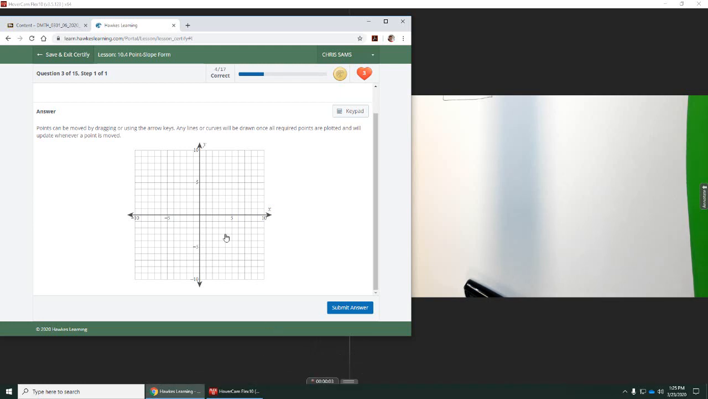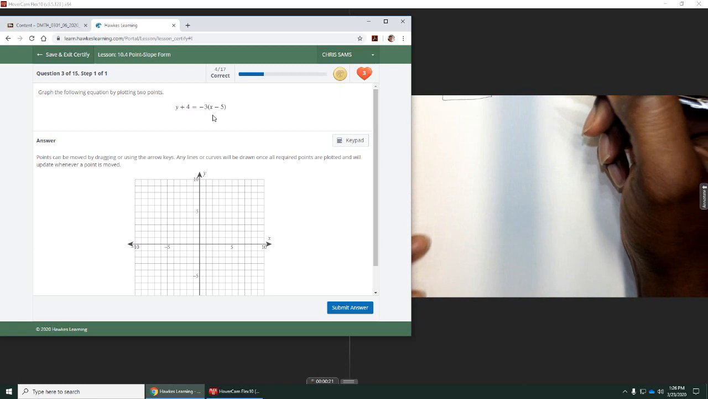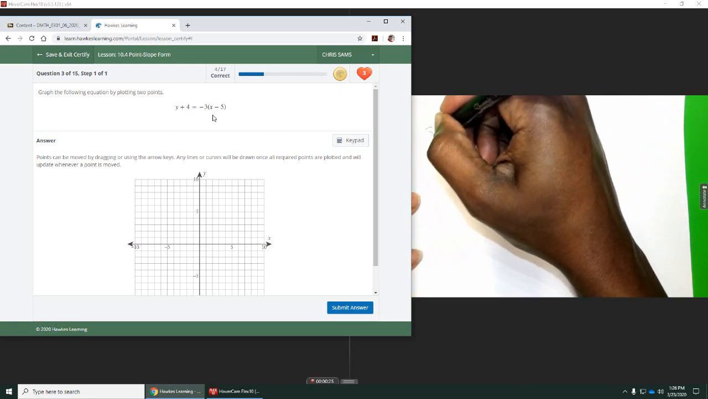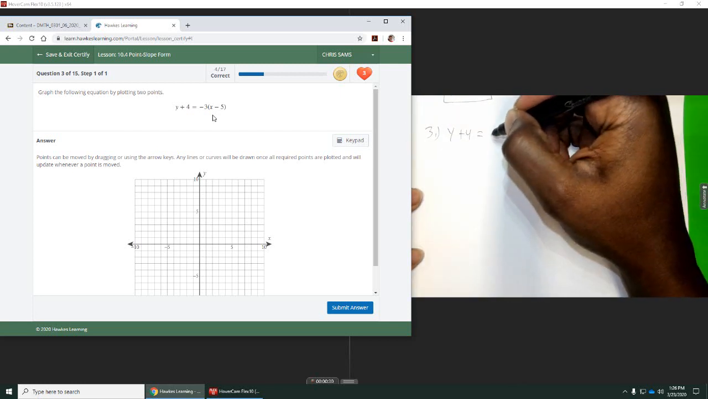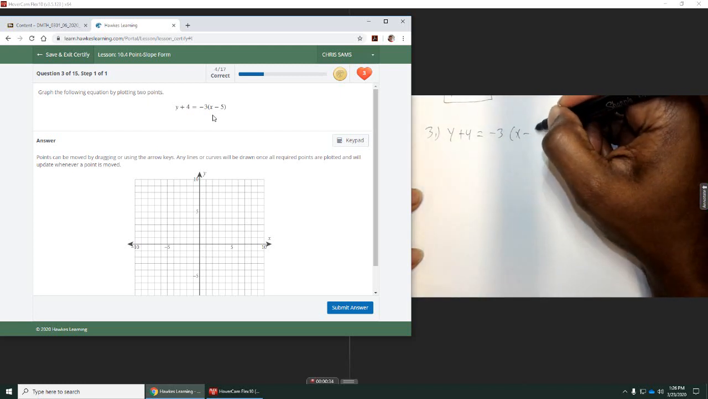All right, number 3. This one wants us to graph the following equation by plotting 2 points. I would suggest go ahead and convert this all the way to slope-intercept form. Easier to graph that way. I like graphing the intercept and the slope. So we have y plus 4 equals negative 3 times x minus 5.